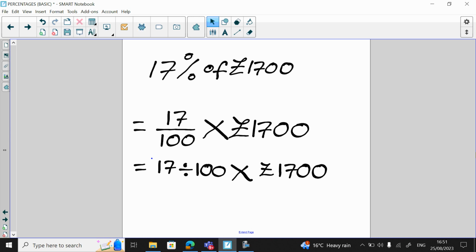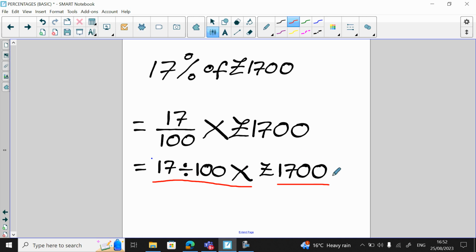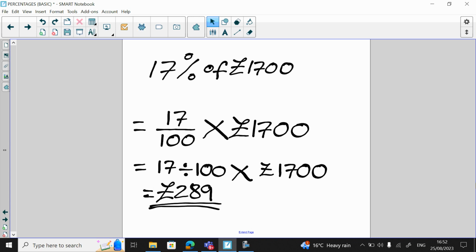So now it's calculator time. We're just going to do 17 divided by 100 times, ignore the pound sign, but just go to the 1700. So 17 divided by 100 times the 1700. Okay, then hit your equals button. So hopefully the calculator will say 289. It won't have a pound sign in it. But we've got a context here, we've got a story here, so we'll put that down. So hopefully that was fine.